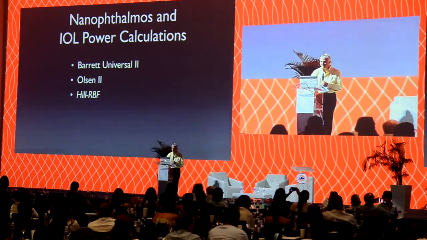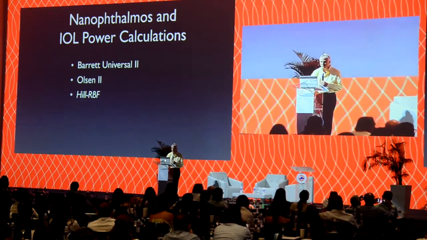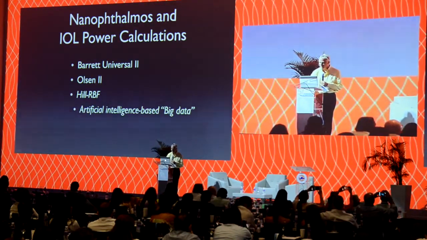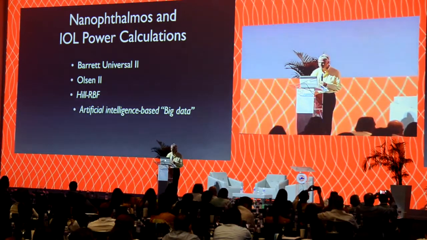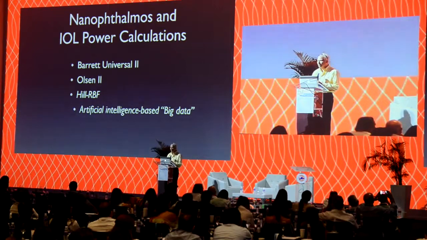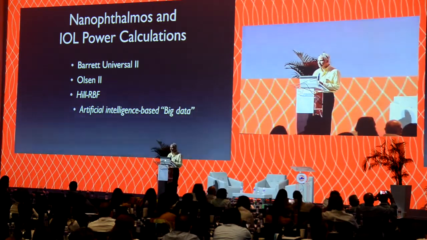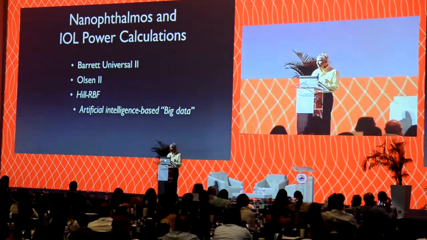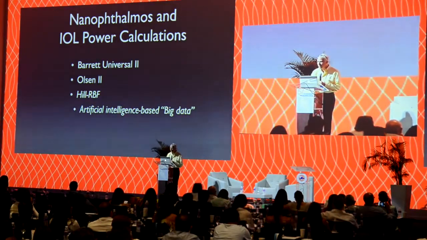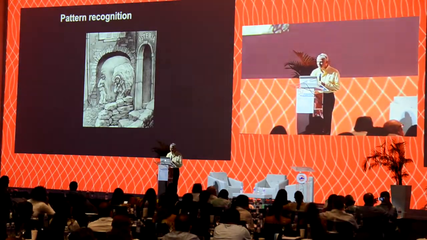We talked briefly before about how high-powered IOLs do much better with Barrett 2, Olson, and the Hill RBF. The Hill RBF is actually an artificial intelligence-based big data program, so it doesn't really matter what the divergence is, and it doesn't really matter where all of those measurements are mathematically, because the program is looking for pattern recognition.